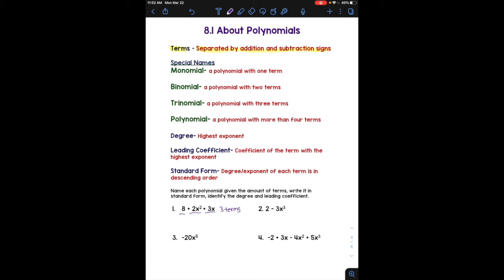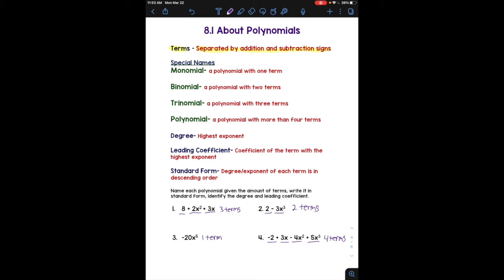Number 2, the polynomial will have 2 terms, one being 2 and the second being negative 3x cubed. Although the negative is a subtraction sign, it's also the sign for that next term. So we have 2 terms. Number 3, there are no addition and subtraction signs. The sign out in front would be considered a negative sign to make that coefficient negative 20. That would be 1 term. And problem number 4 has 1, 2, 3, 4 terms.